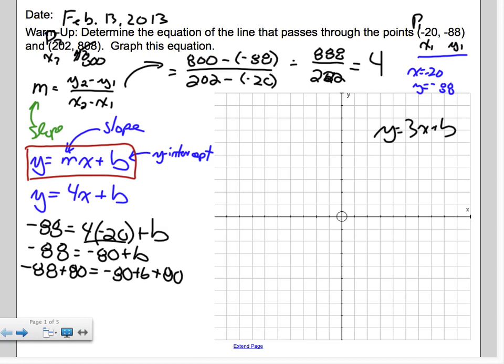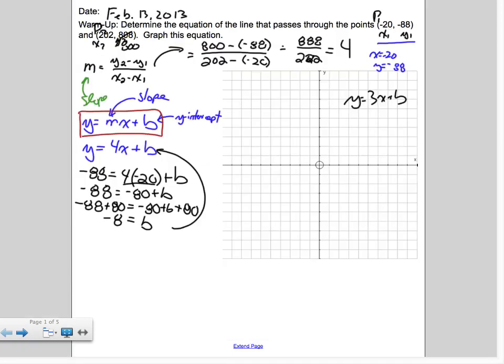Is it 4 times negative, positive? 4 times negative 20. Oh, okay. Yeah, we need to bone up on our arithmetic skills as well. So negative 88 plus 80 is negative 8. And then here my 80s cancel out, so I've got b. So that's my value of b. Now I just plug that back into my equation up here. Therefore, y is equal to 4x minus 8.